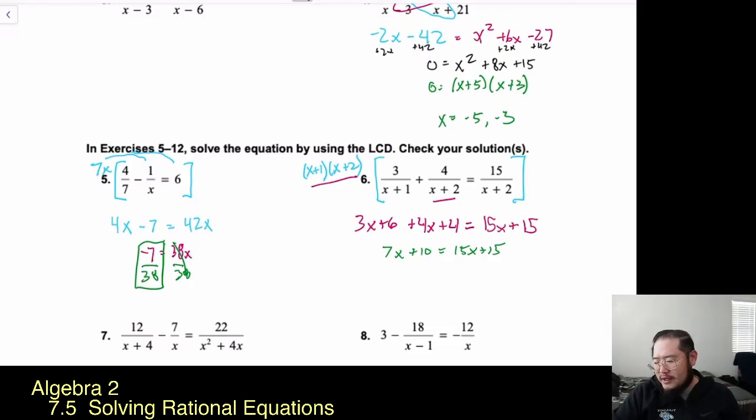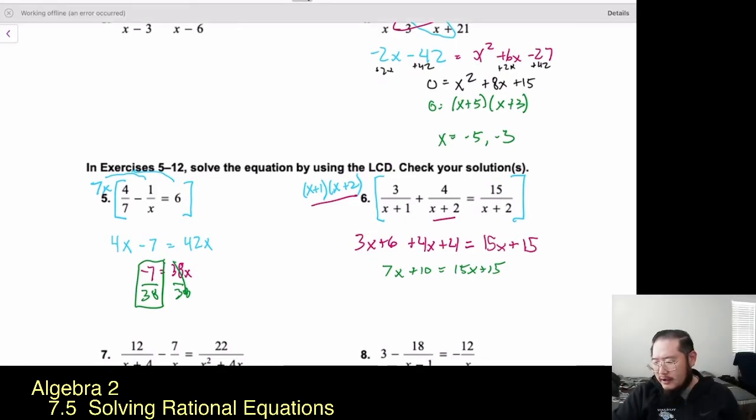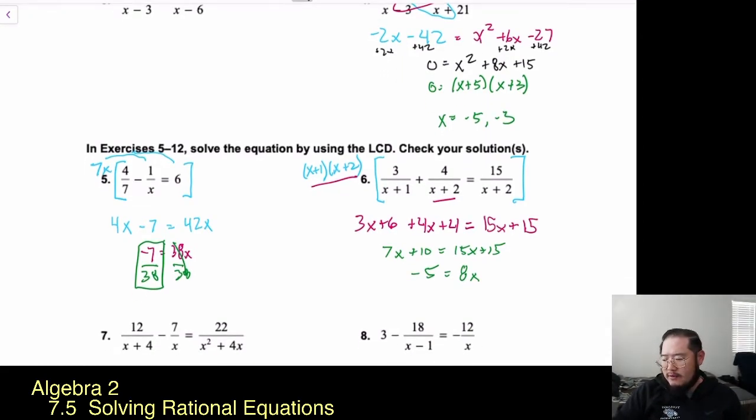I'll subtract 7x from both sides. And so I'll have right here 8x. And then I'll subtract 15 from both sides and end up with negative 5. Okay, so we have that right there. And then finally, let's go ahead and divide both sides by 8. And x equals negative 5/8. All right, there you go. Let's go ahead and take a look at the next problem.